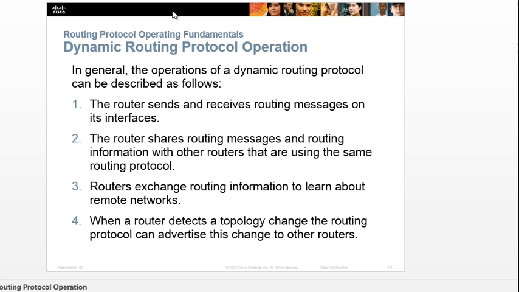All right, so in general, when we talk about dynamic routing protocols, we can describe them as a process like this. First of all, your router is going to send and receive routing messages on its interfaces. It's going to share its routing information, or basically its table, with other routers using the same protocol. So there is where it's using the bandwidth. It's actually going to send those advertisements we were talking about to the other routers on the network.